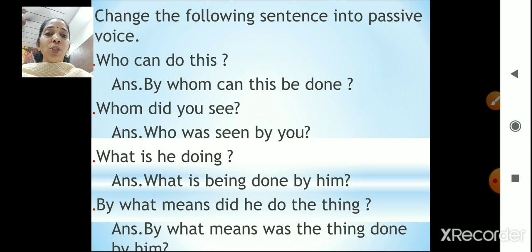Here the position does not change. By what means did he do the thing? So what will be the answer? By what means was the thing done by him? And don't forget to put the question mark at the end. Okay, it is very important to use the correct punctuation. In this case, question mark.